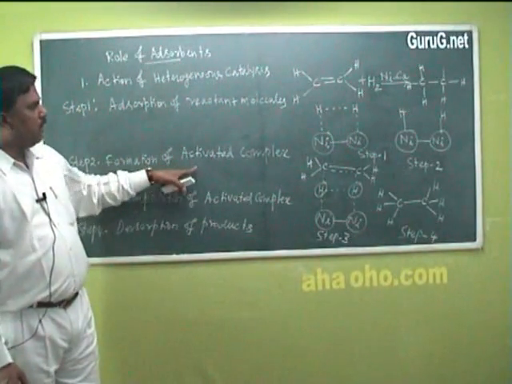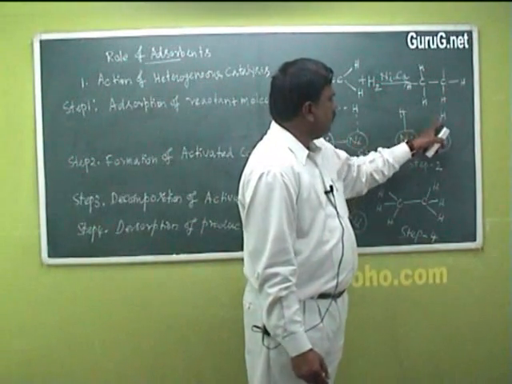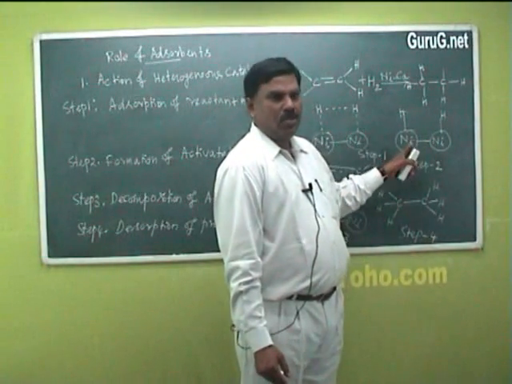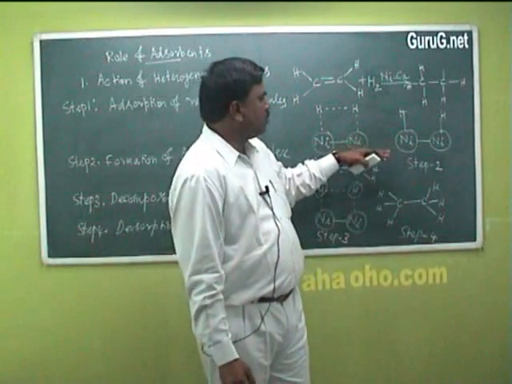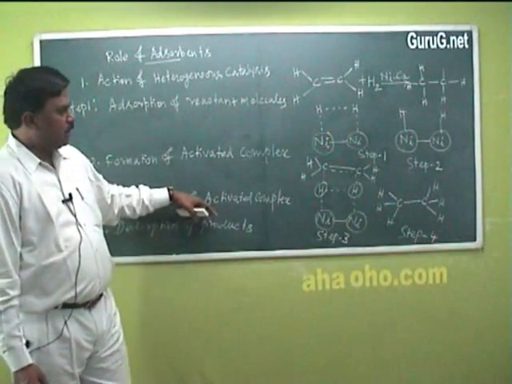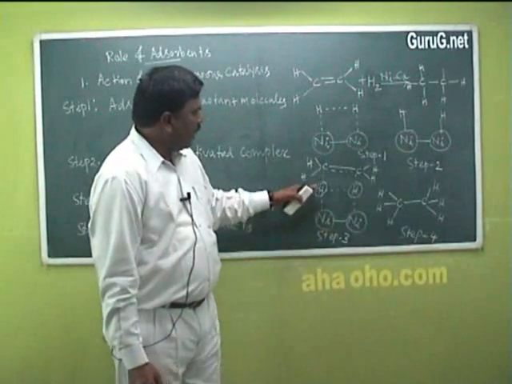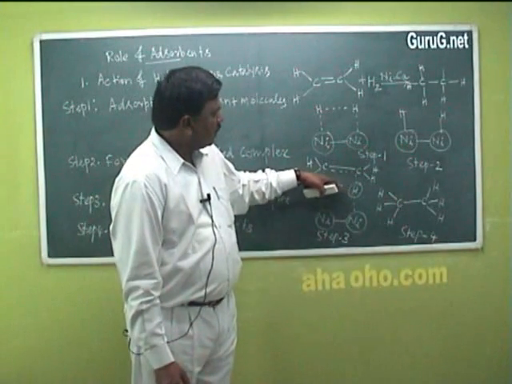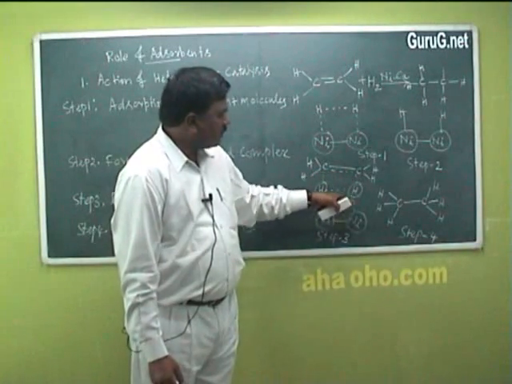Step 2 is formation of activated complex. After adsorption, there is a formation of activated complex between these 2 hydrogen atoms and this nickel surface. During this adsorption process, heat is evolved. It is an exothermic reaction. Then step 3 is decomposition of activated complex. After the formation of the activated complex, this activated complex gets decomposed. So these 2 hydrogen atoms form a permanent bond with this ethylene, and the bond with nickel gets cleaved.